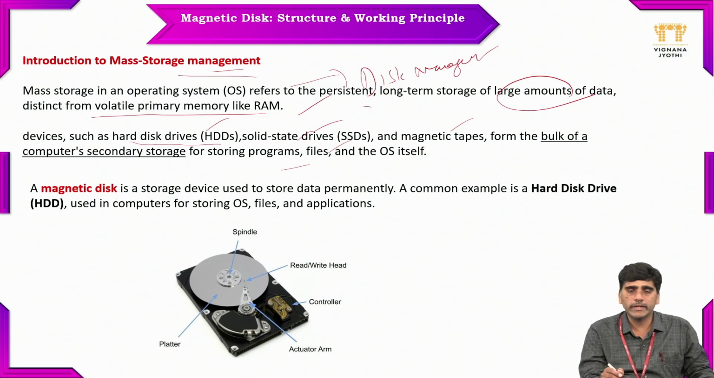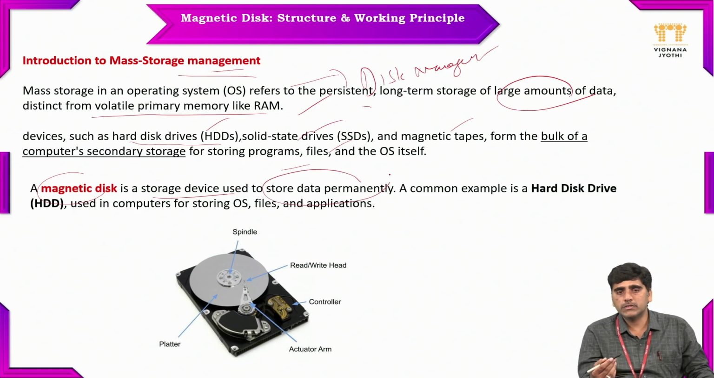Out of these examples, the hard disk drive, HDD, is an example of a magnetic disk. A magnetic disk is a storage device used to store a large amount of data permanently. The common example is the hard disk drive, which is used in computers for storing the operating system, files, applications and programs. All these come under the storage device called a magnetic disk.